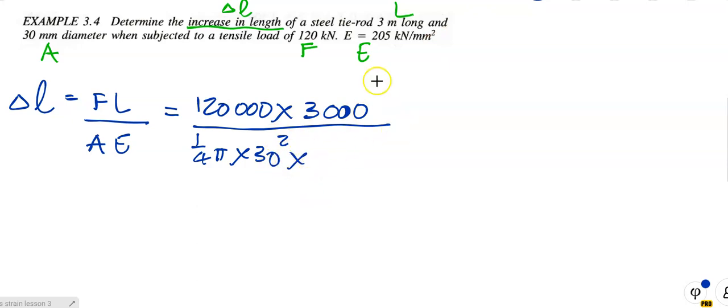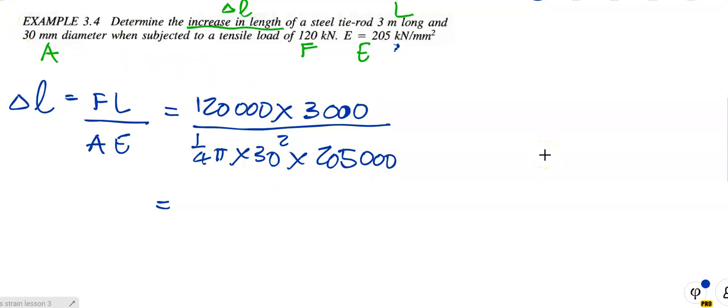Times E. Now, be very careful. Do you see that k there? It's 205,000 newtons per millimeter squared. If you don't put in the 1,000, it's going to be wrong. Do the calculation and see that you get the same answer that I do.